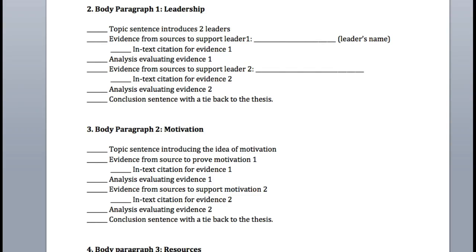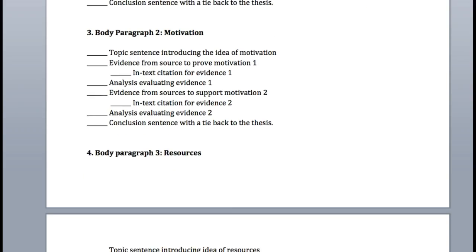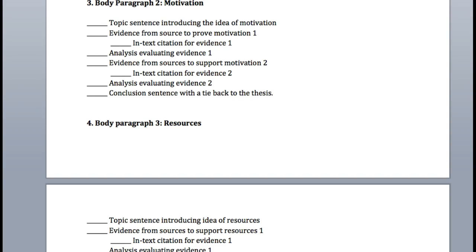Your conclusion sentence will also give a so what aspect as well. Your motivation paragraph is set up in a very similar way. You have a topic sentence that talks about both ideas of motivation that you will discuss in the entire paragraph. You have evidence from a source to prove your first example of motivation, including an in-text citation for that evidence, and then including an analysis.